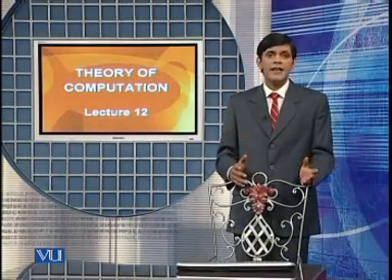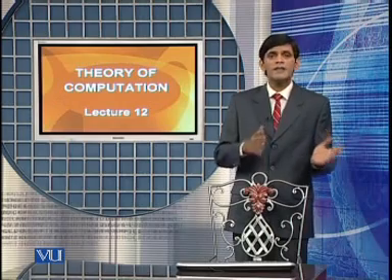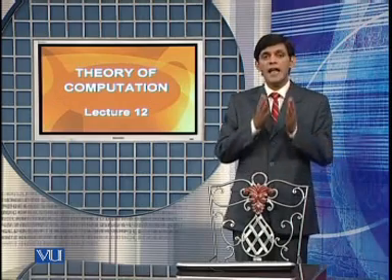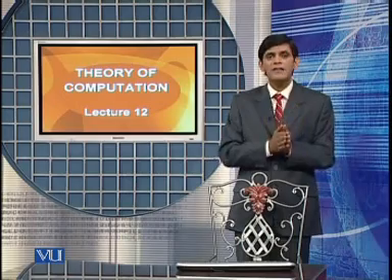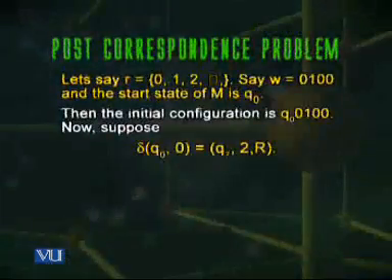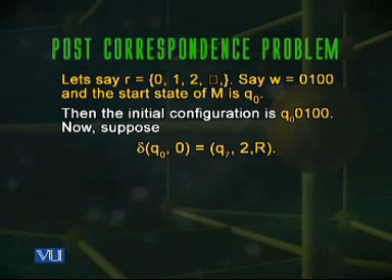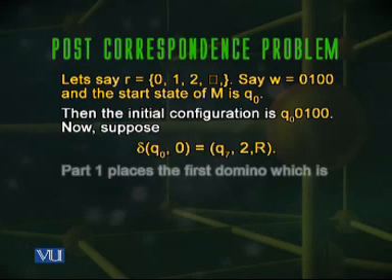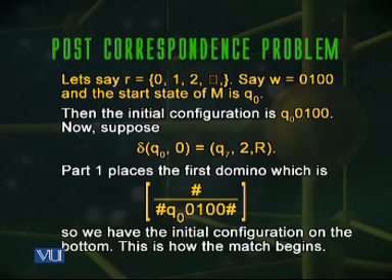So in this case, we will add one starting domino, which will be hash sign at the top and hash sign Q0, 0, 1, 0, 0, hash sign at the bottom. Now suppose that delta of Q0, 0 is equal to Q7, 2, R. Part 1 places the first domino, which is hash sign at the top and the initial configuration surrounded by hash signs at the bottom. So we have the initial configuration at the bottom. This is how the match begins.